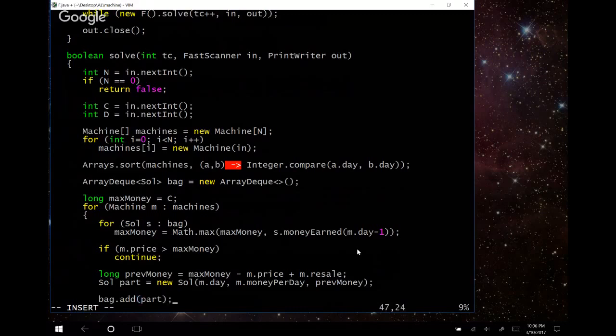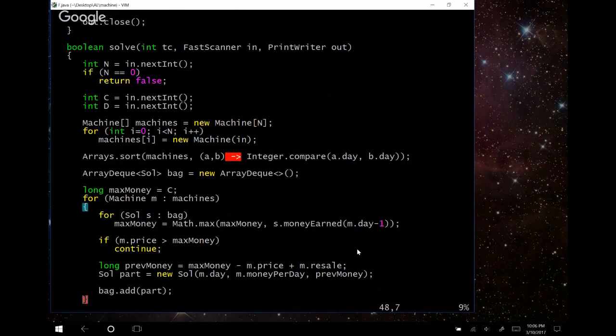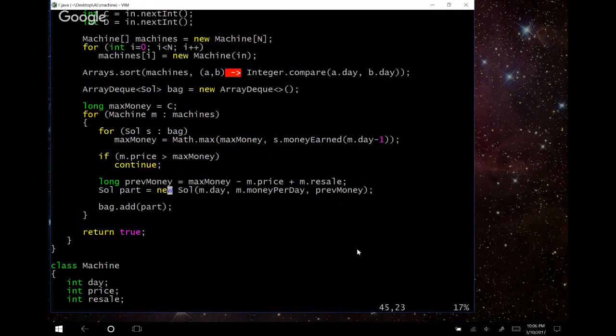And I have a new partial solution. The partial solutions are generated when I've bought a new machine. This is the machine I'm going to use till the end of time. That's what each of these partial solutions are. And once again, it's the exact same problem I had last time. I'm adding a new partial solution after every single iteration.